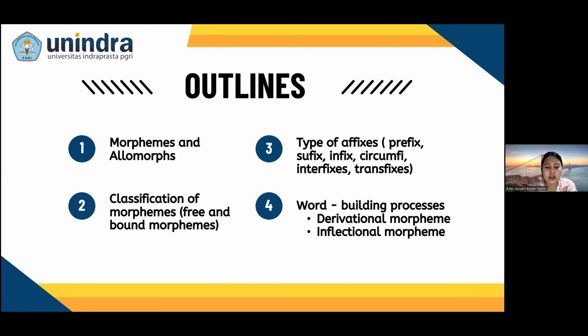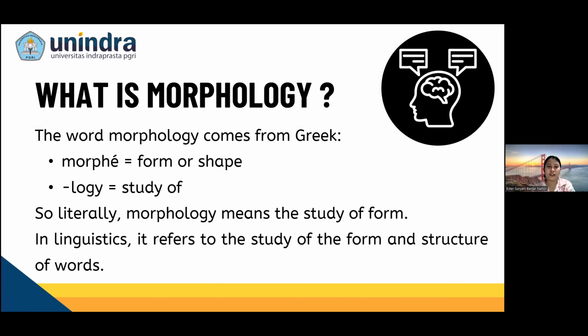Now let's continue with what morphology is. The word morphology comes from Greek. Morph means form or shape, and logy means study of. So literally, morphology means the study of forms. In linguistics, it refers to the study of the form and structure of forms. In simple terms, morphology helps us understand how words are built and how their parts work together to create meaning. Now that we understand morphology, let's move on to one of its most important concepts: the morpheme.